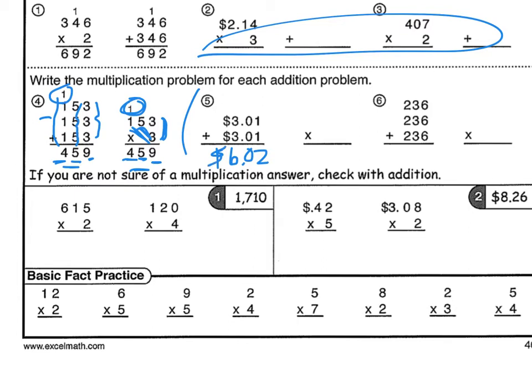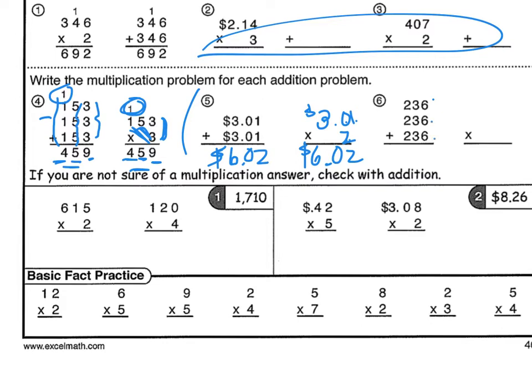Then over here you should have written a multiplication problem, which is $3.01 times 2. 1 times 2 is 2. 0 times 2 is 0. 3 times 2 is 6. Decimal point, dollar sign. Remember, no cent signs with decimal points. They're all by themselves. All right, pause the video, do number 6, and then turn it back on.